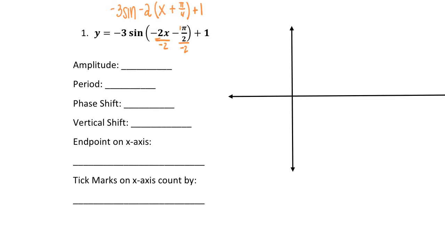Now take a look at how this negative is here. That b value is never going to be negative. So what you have to do in this step is take that negative and bump it to the front of the equation. So our final equation is actually going to be +3 sine of 2 times the quantity of x plus pi over 4, plus 1. This is the equation that we will use for the remainder of our problem. Go ahead and label your a, b, c, and d values.